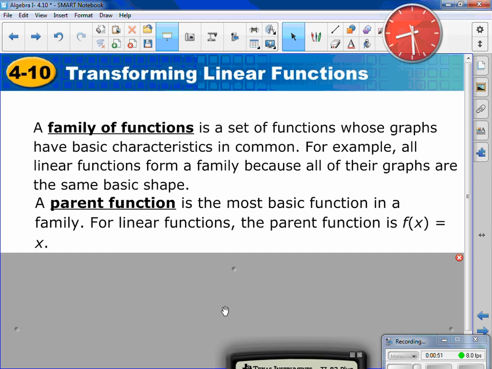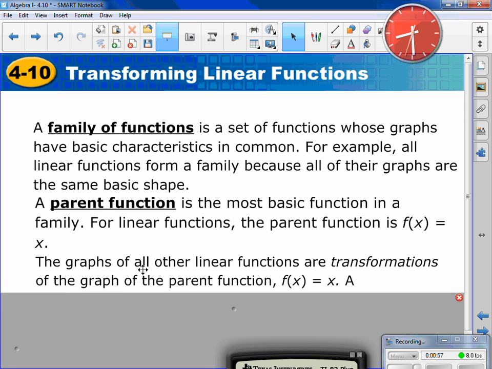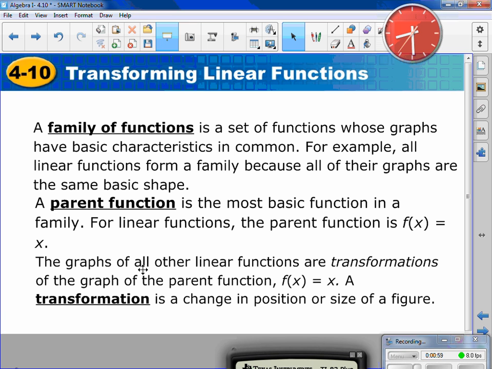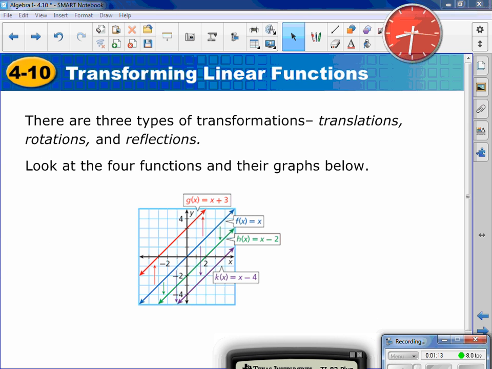What we're talking about right now is linear, and the parent function is y equals x, or f of x equals x. The graphs of all other linear functions are called transformations. Transformation is where we're going to affect the original graph. There are three types of transformations: translations, rotations, and reflections.